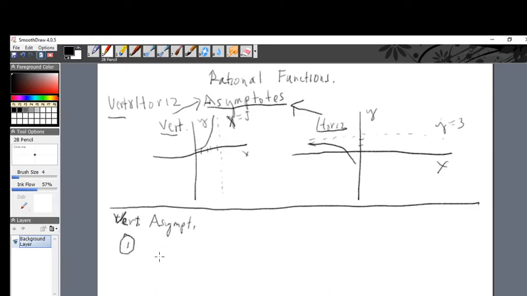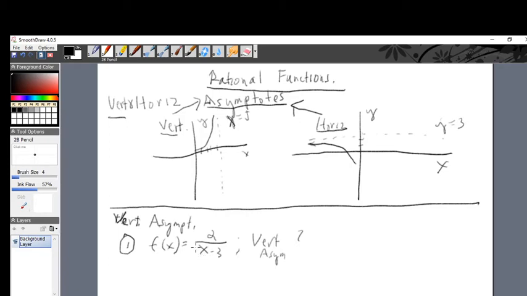Let's say you have a rational function. After all, that was the title, rational functions. So asymptotes are a part of rational functions. Let's say f of x is equal to 2 over x minus 3. And the question is, what is the vertical asymptote?